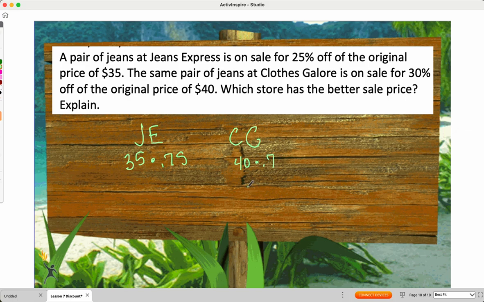So again, this one we just did a moment ago. We know it's $28. The next one we did, and it comes out to be $26.25. So we can definitely say that Jeans Express is going to be our answer as having the much better price.